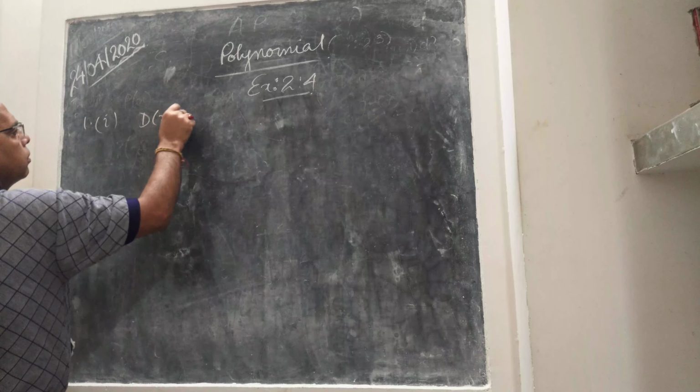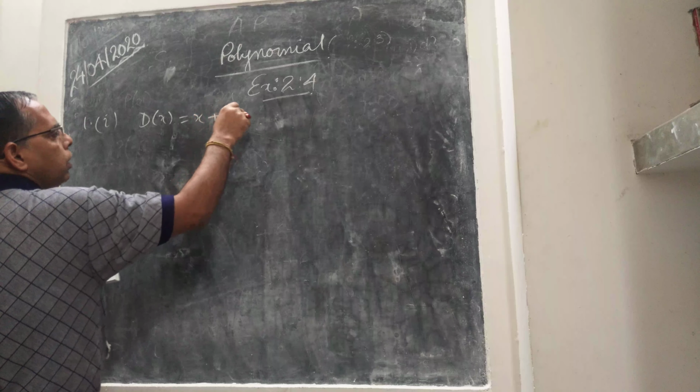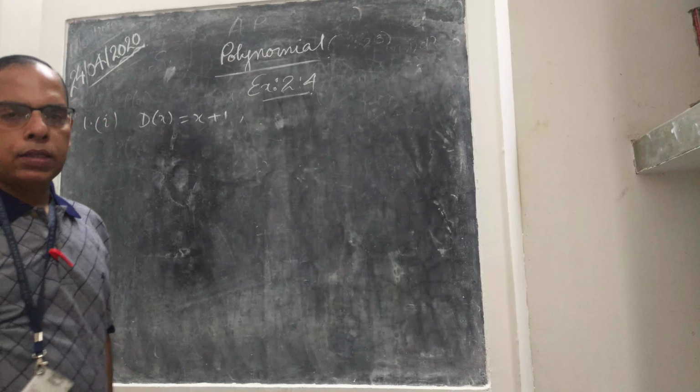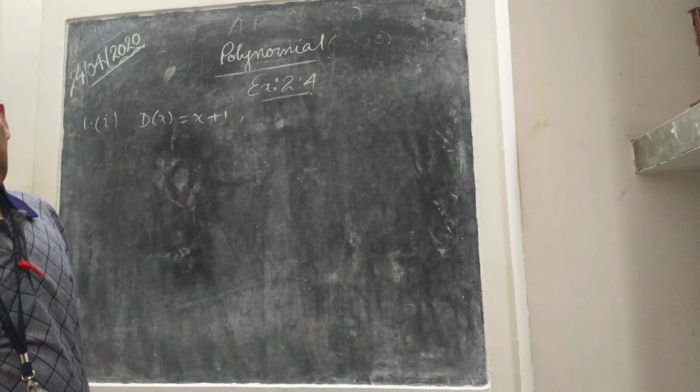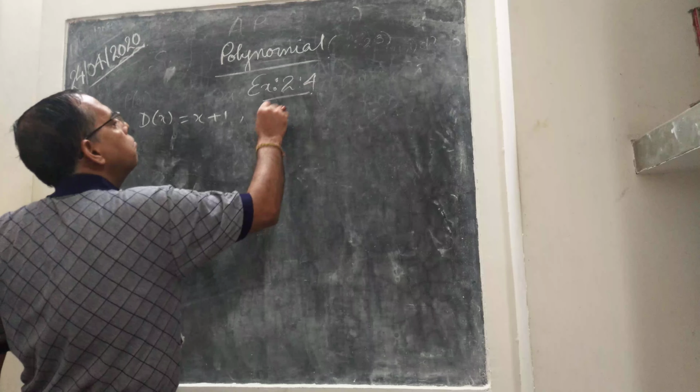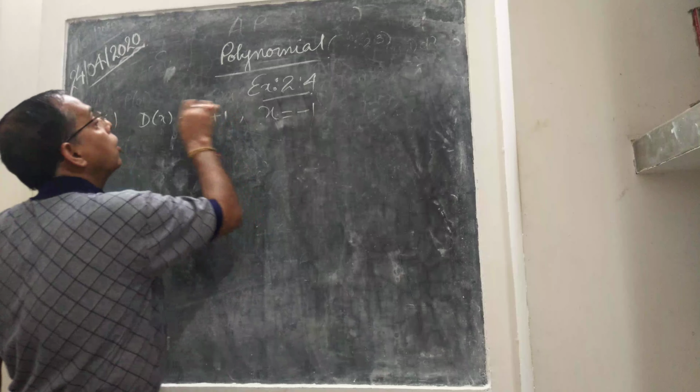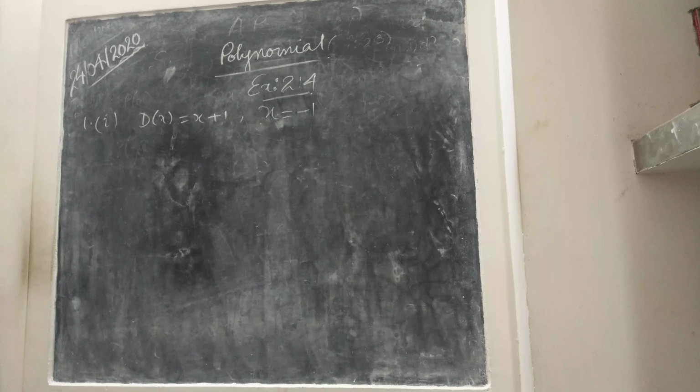Dx is given x plus 1. So can you tell me what is the value of x? What is the value of x? Value of x is minus 1. Then only it will be the 0 of the polynomial.